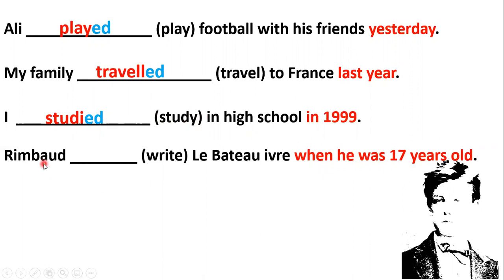And the last one, we have Rimbaud write Le Bateau ivre when he was 17 years old. Write is an irregular verb, so it is wrote. Rimbaud wrote Le Bateau ivre when he was 17 years old. Very, very good.